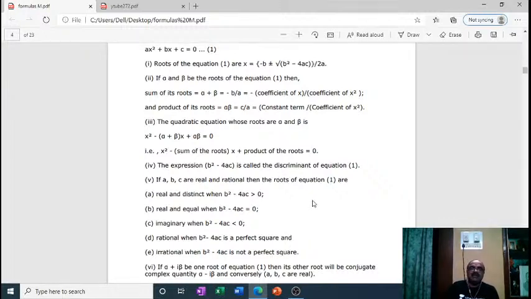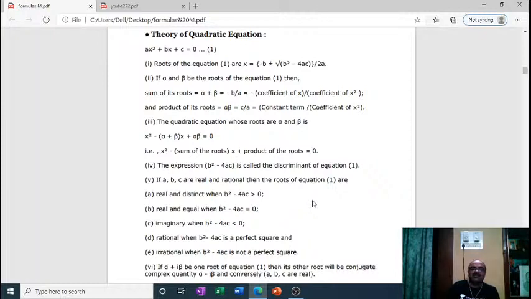If a, b, c are real and rational: if it is greater than 0, the roots are real and distinct. If it is equal to 0, they are real and equal. If it is less than 0, the roots are imaginary. If b square minus 4ac is a perfect square, then they are rational. If it is not a perfect square, then they are irrational.